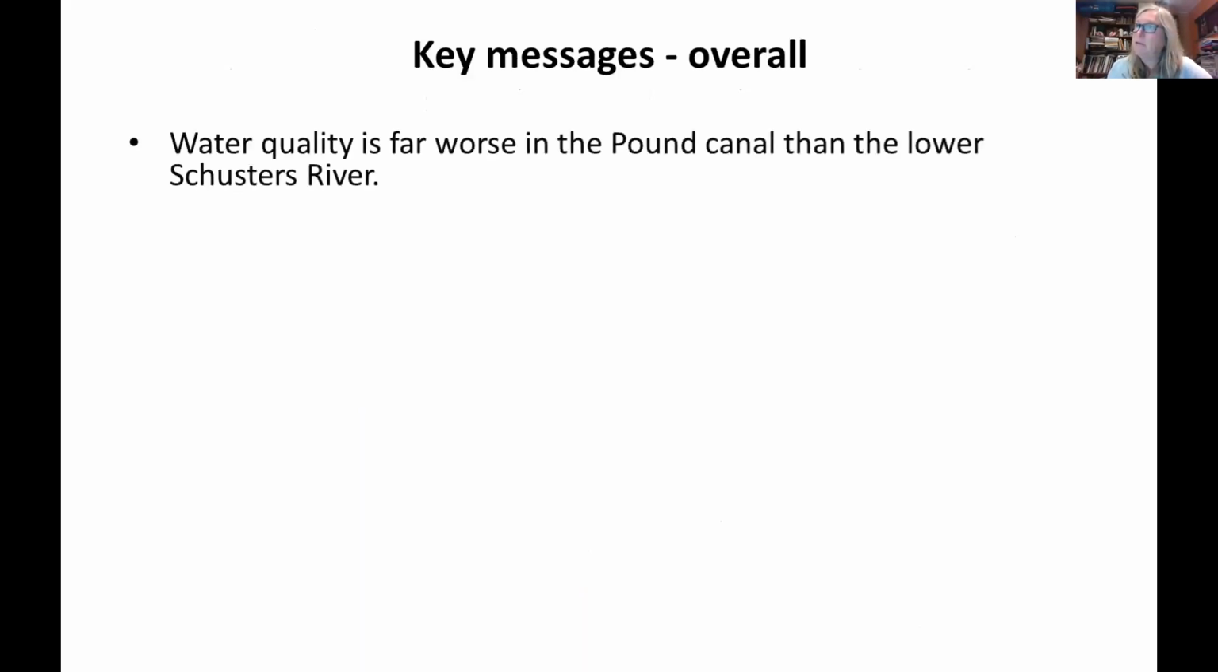Just a couple of key messages overall from those three parameters. So the E. coli as an indicator, the nitrogen and the phosphorus, water quality is always far worse in the Pound Canal than in the lower Schisters River. And I've discussed a little bit around that, what might be the reasons. The Schisters River benefits from having a much bigger catchment, a greater dilution factor.